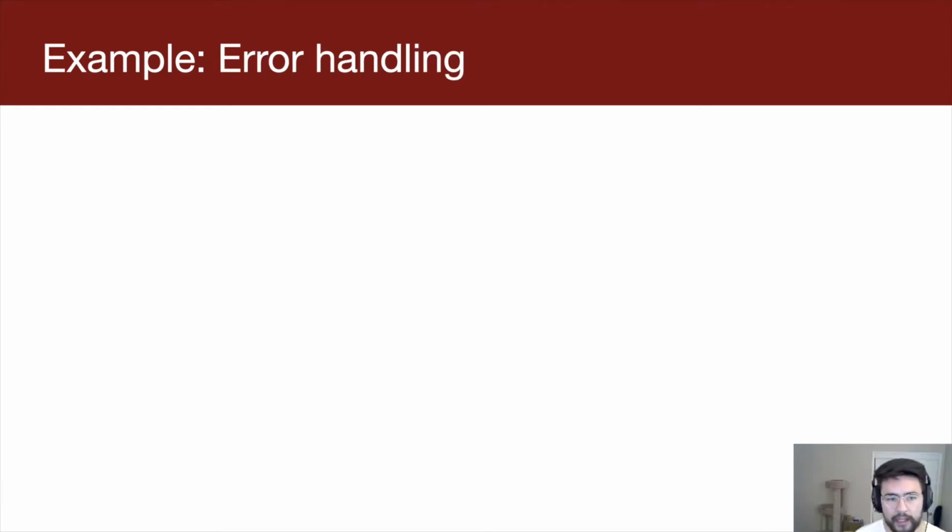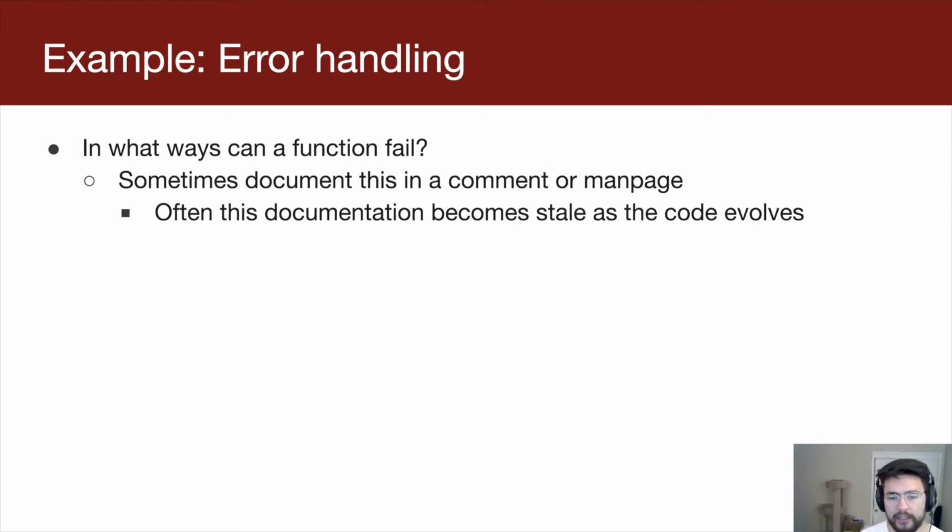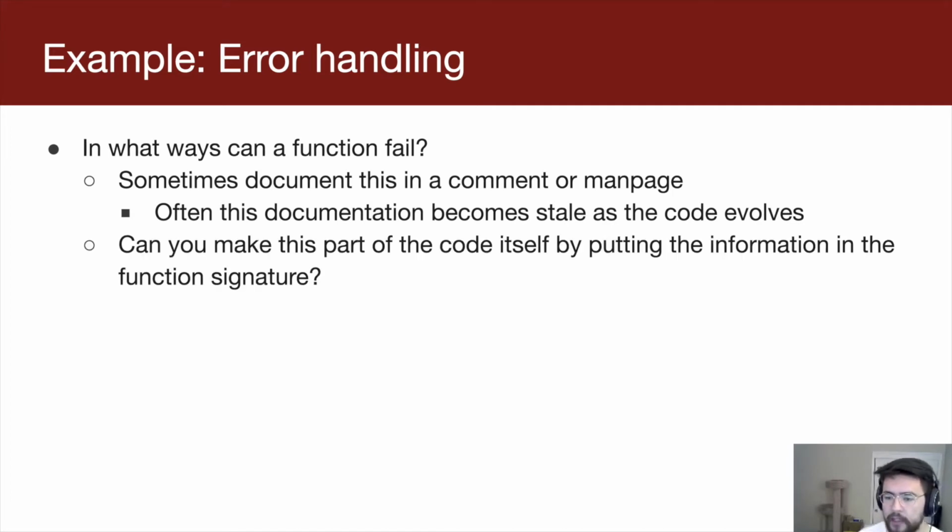Another example that we saw is error handling. In what ways can a function fail? Sometimes people will write this in a comment or a man page. I have actually encountered man pages that list the different errors that can happen, and they're not complete. There are other errors that can happen that were not documented in the man page because of stale documentation. As the code evolves, sometimes people forget to update the documentation. It's better if you can make this part of the code itself by putting it in the function signature or somewhere else where the compiler can sanity check that this is actually accurate and up to date. And then anyone else using this, it's just part of the code.